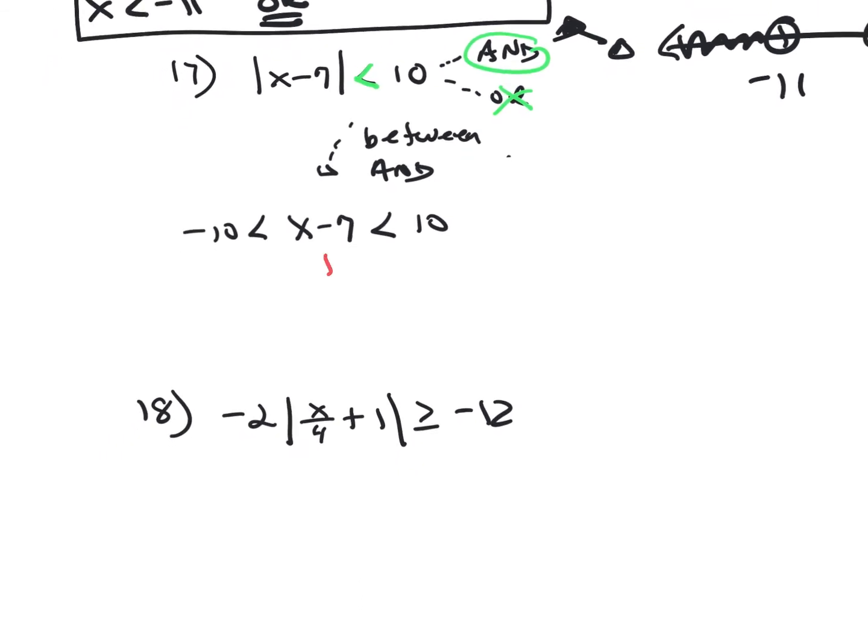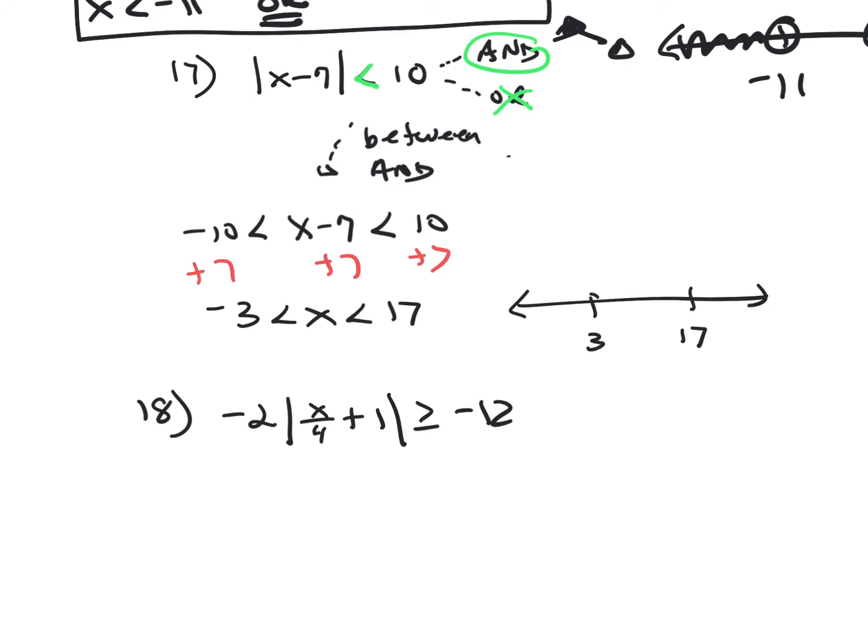And then you add 7, and that gives you negative 3 is less than x, which is less than 17. And then when you graph that, we're talking about all the numbers that are between negative 3 and 17.